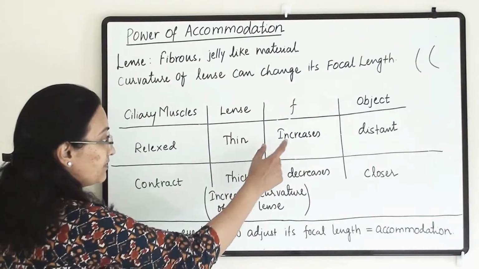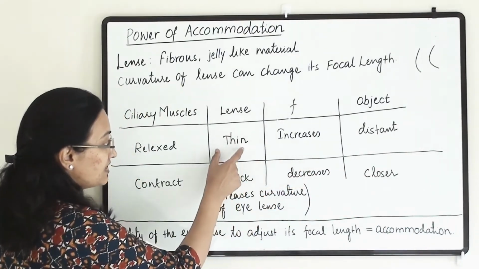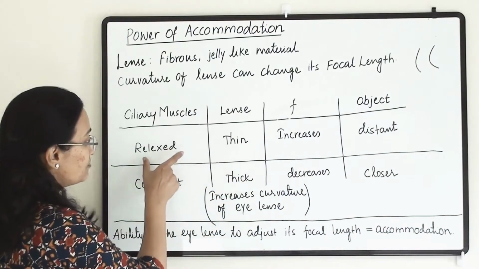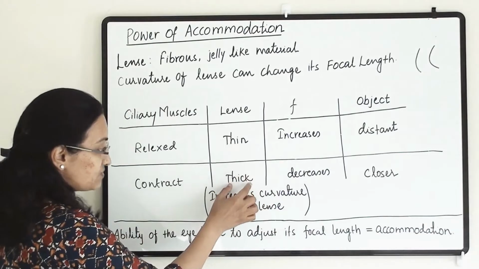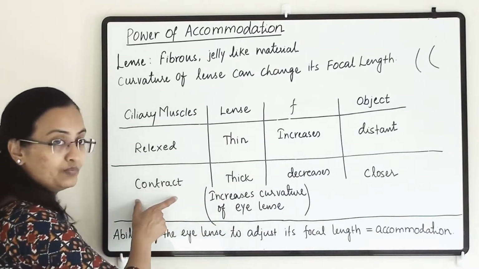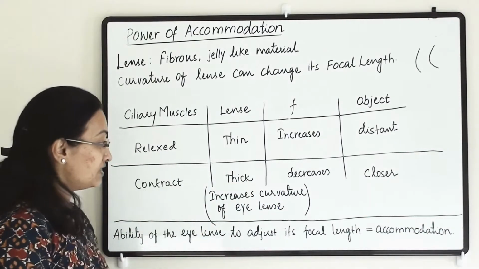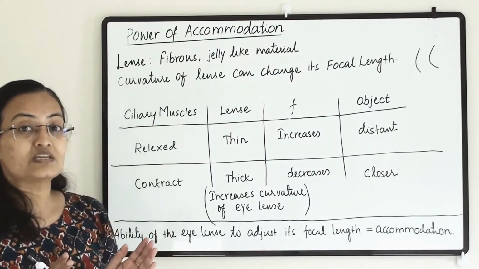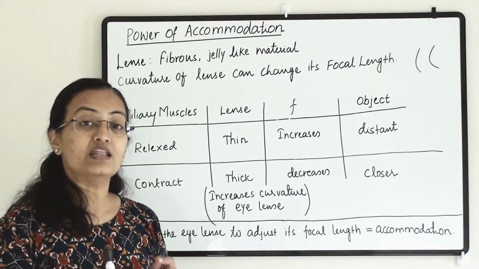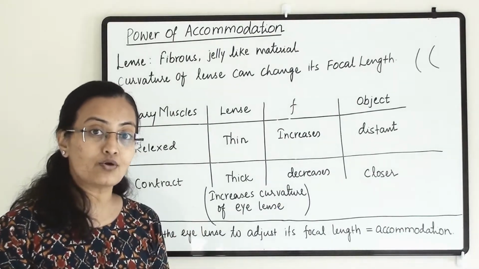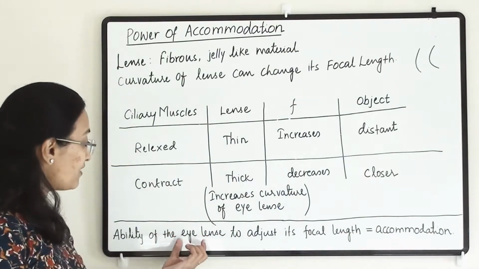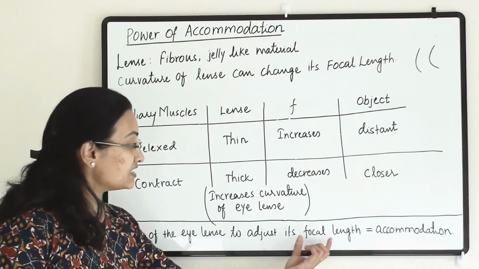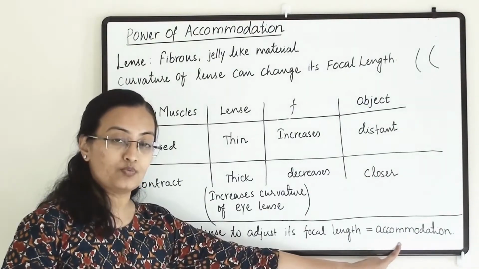When the focal length decreases, the closer object we will see clearly. And accordingly, when there is more focal length, the lens will be thin, muscles will be relaxed. When there is less focal length, the lens will be thick and the muscle will contract. So that is how the ciliary muscle will adjust our lens to see nearer objects and far objects. Now the ability of the eye lens to adjust its focal length is known as accommodation.